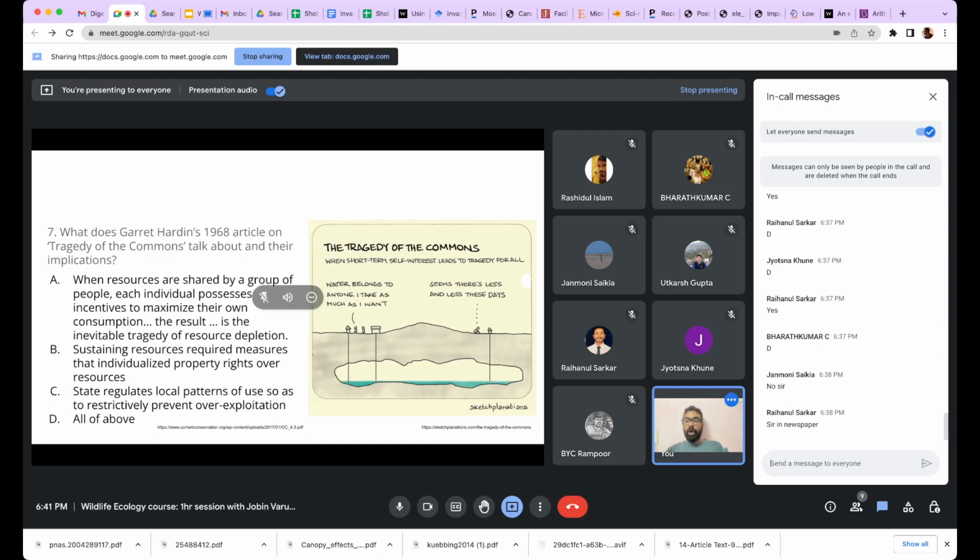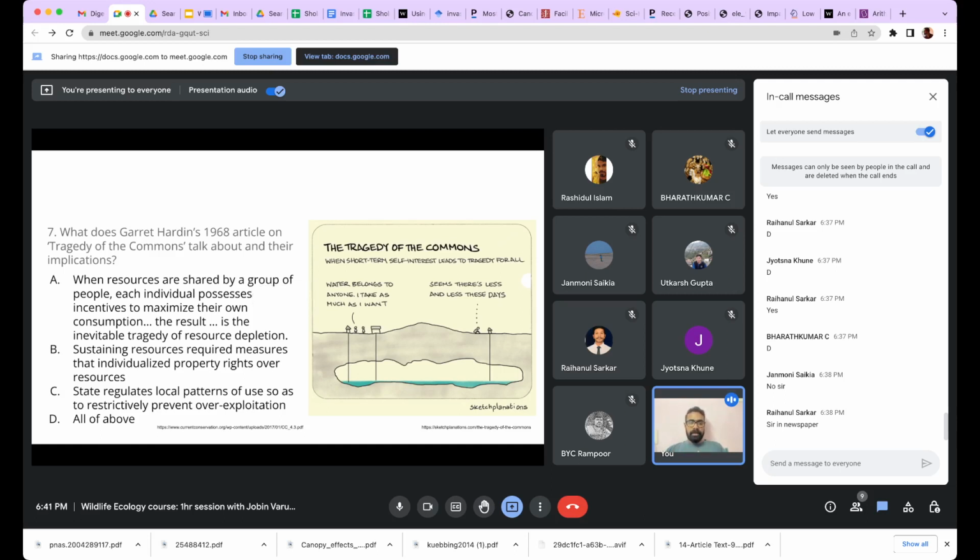Or the other solution is that the state, which could mean the government of India or the state government or any other authority, can regulate the patterns of use so as to restrict over-exploitation. So that was the other solution that Hardin was talking about. So the answer is yes, all of the above, but I'm just trying to explain what the tragedy of the commons is.